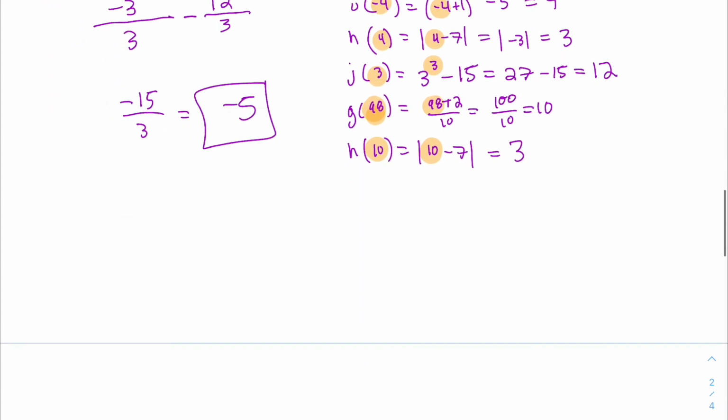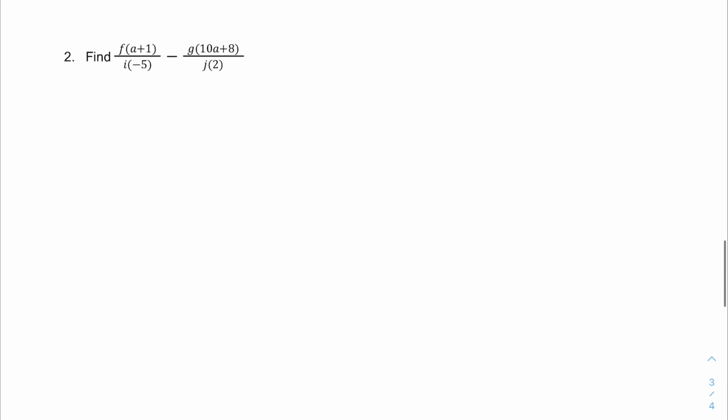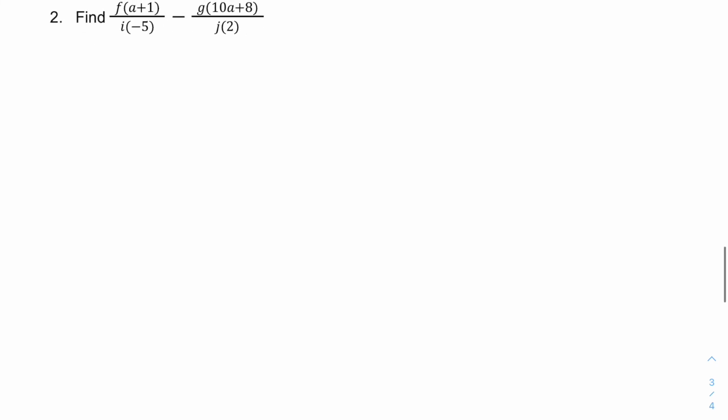All right, let's look at our second composition of functions question. So this time we are working with expressions that we are putting in, and we're going to get out an expression in terms of a. So it says find f of a plus 1 divided by I of negative 5. So we're going to start with f of a plus 1.